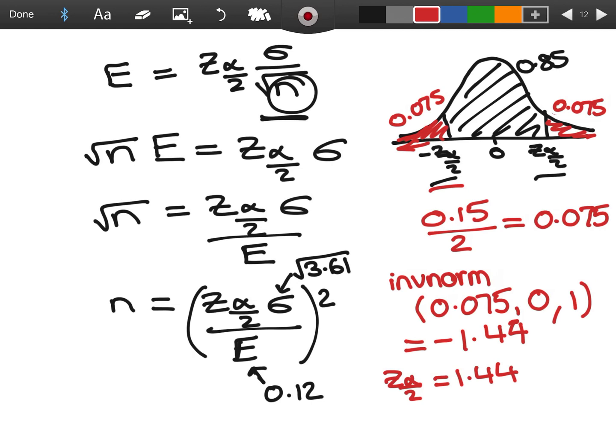Okay, so now going back to the problem, I know that my z alpha over 2 is 1.44. I know that sigma is the square root of 3.61. And then I'm going to divide that by 0.12 and then square that value. And I get 519.84. We always round up in these cases. So my sample size is 520.